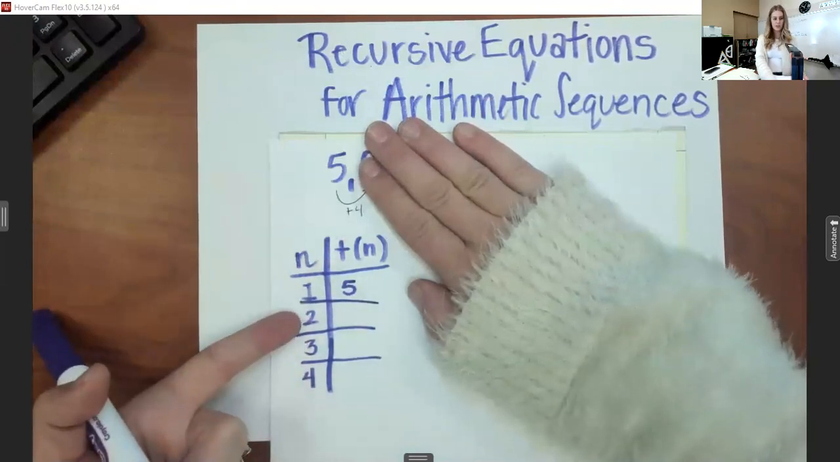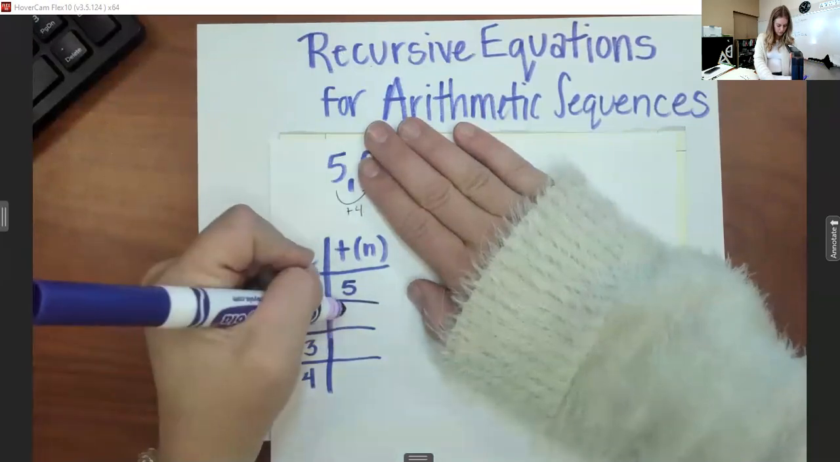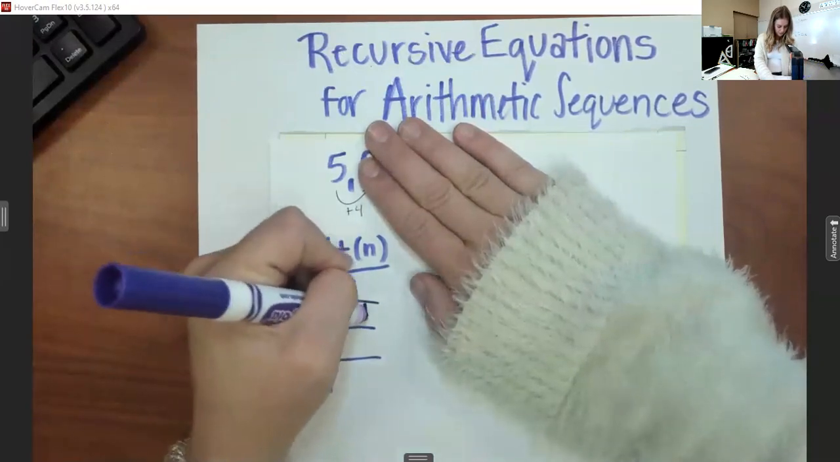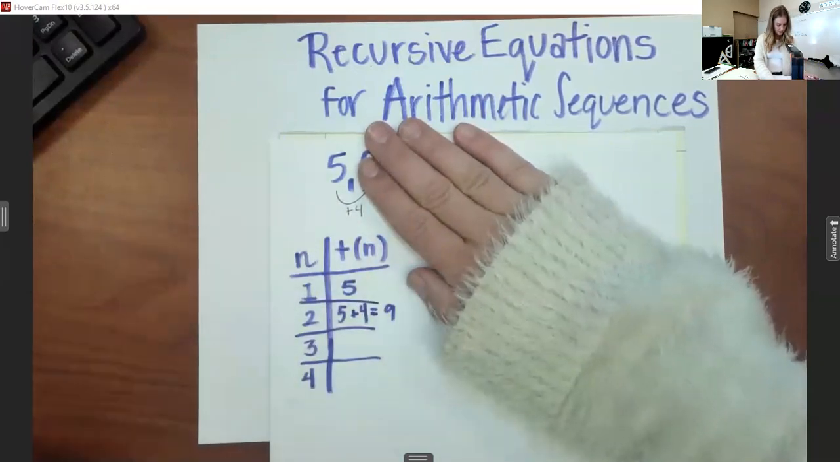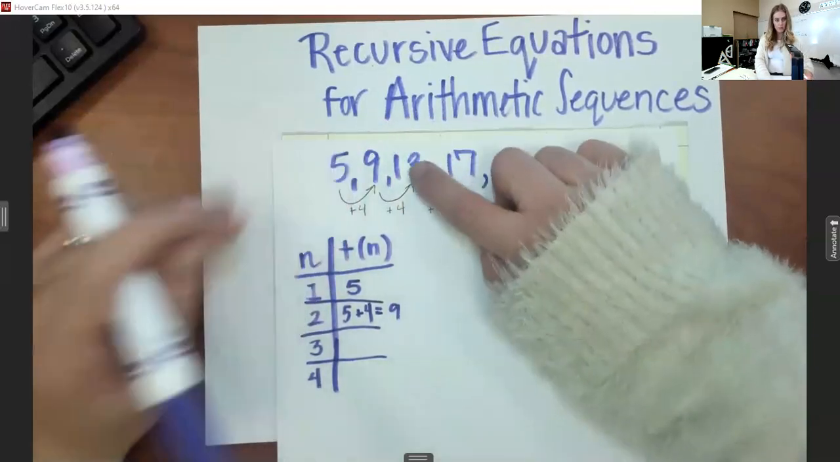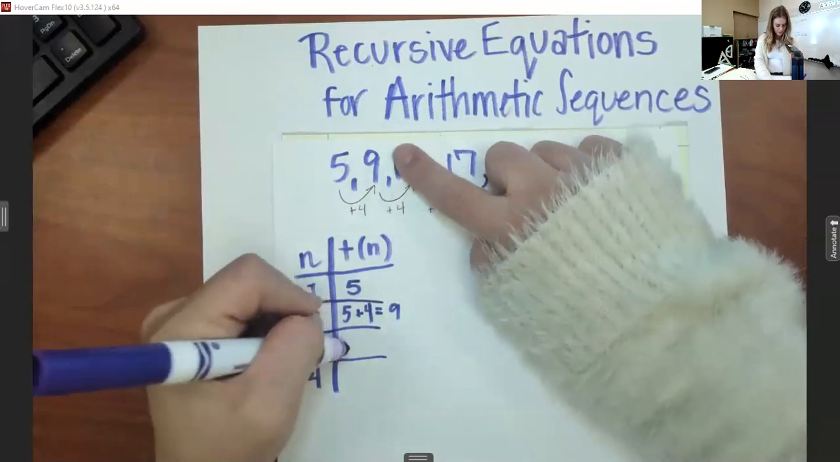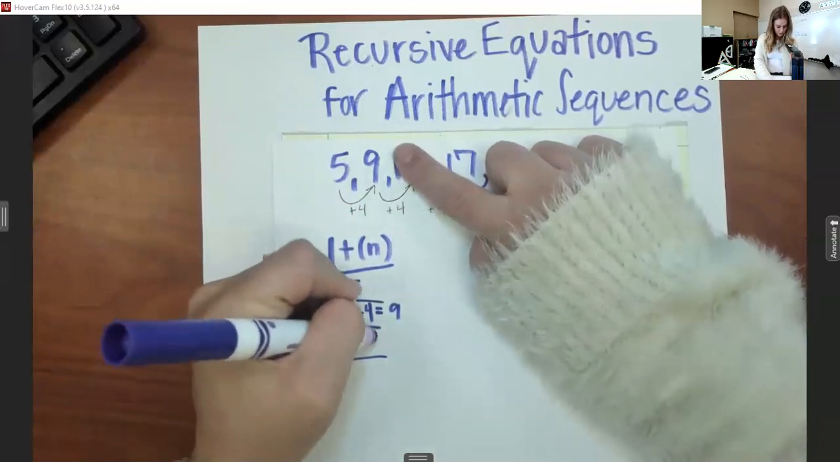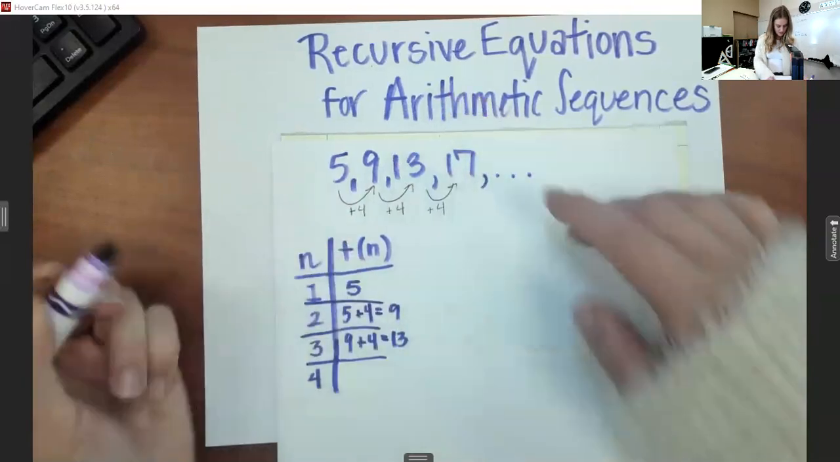How could we calculate term 2? What we would do is we would just do 5 plus 4. No tricks there. And we would get 9, which is true. Let's say we only knew the second term and we wanted to find out the third term. We would again do 9 plus 4, and we would get 13, and so on.